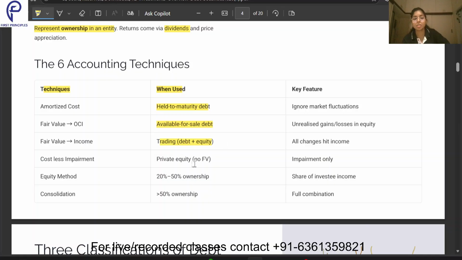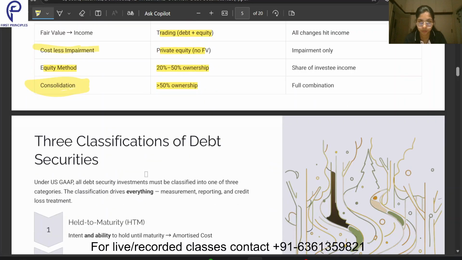When I talk about these three, private equity: if we have equity with us, we are going to record it at its cost less impairment value. Then if we have 20 to 50% ownership in a business, we will record using the equity method. If we have more than 50% ownership, then we will follow consolidation.